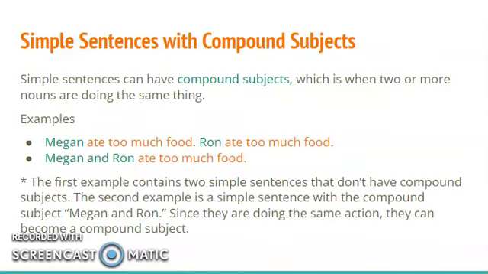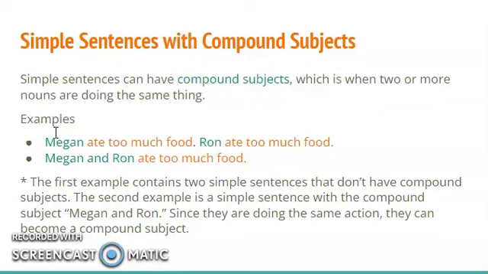So things start to get tricky when we start to have compound subjects. So sentences can have compound subjects and still be simple, and what that means is that 2 or more nouns are doing the same thing. Here's an example here. We have 2 sentences. Megan ate too much food. Ron ate too much food. These are 2 simple sentences, and you wouldn't write them back to back like that because it's repetitive.